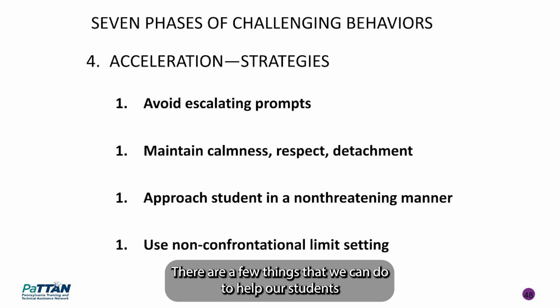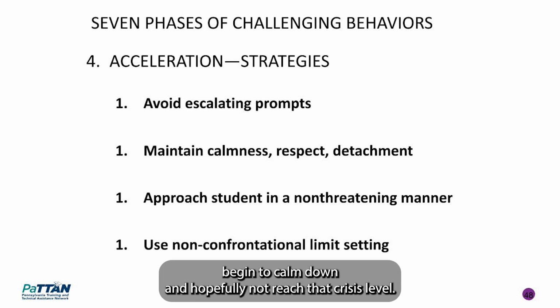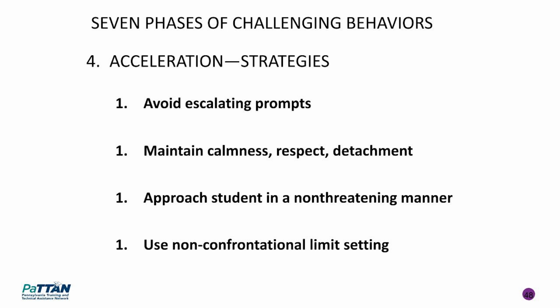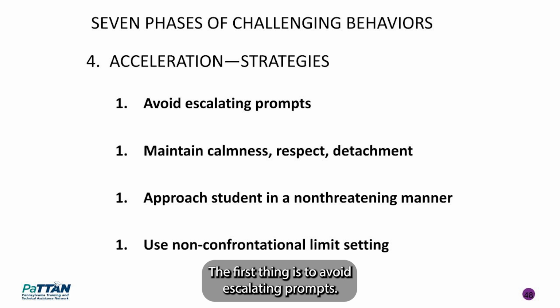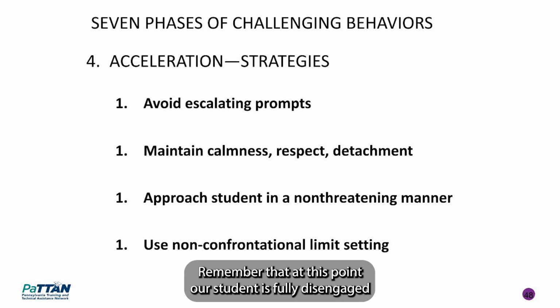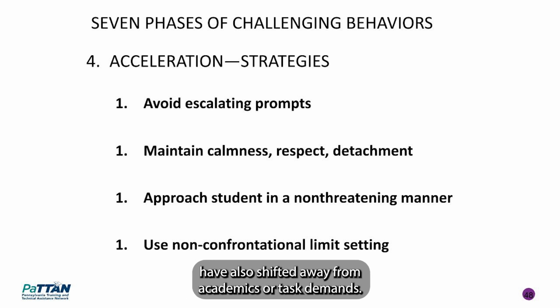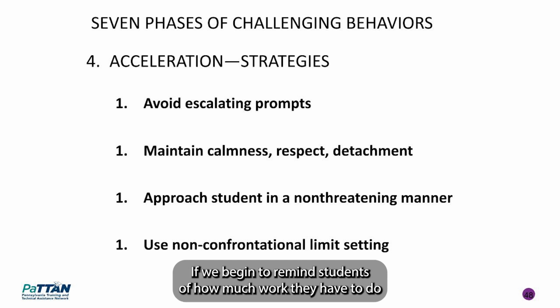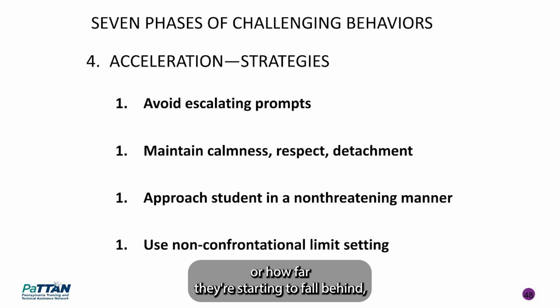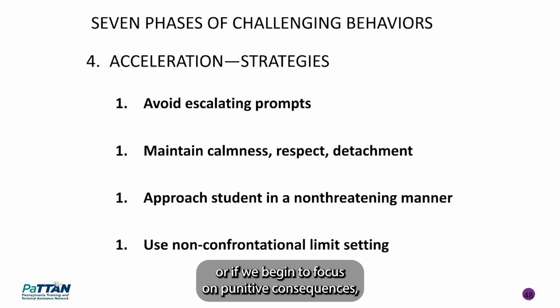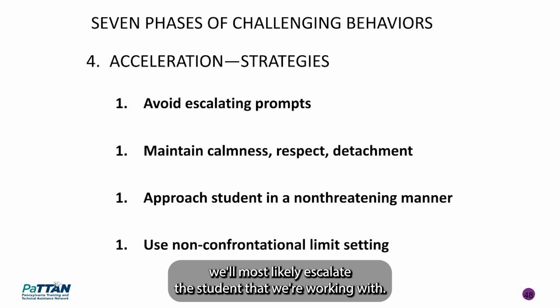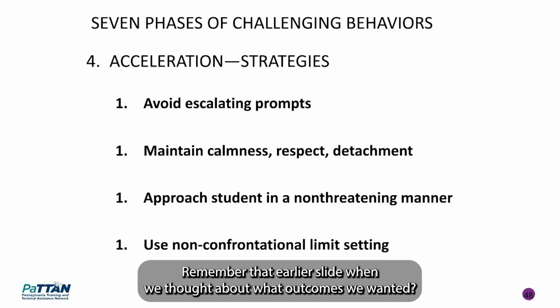There are a few things that we can do to help our students begin to calm down and hopefully not reach that crisis level. The first thing is to avoid escalating prompts. Remember that at this point, our student is fully disengaged from the learning process, and so our priorities have also shifted away from academics or task demands. If we begin to remind students of how much work they have to do, or how far they're starting to fall behind, or if we begin to focus on punitive consequences, we'll most likely escalate the student that we're working with. Remember that earlier slide when we thought about what outcomes we wanted?